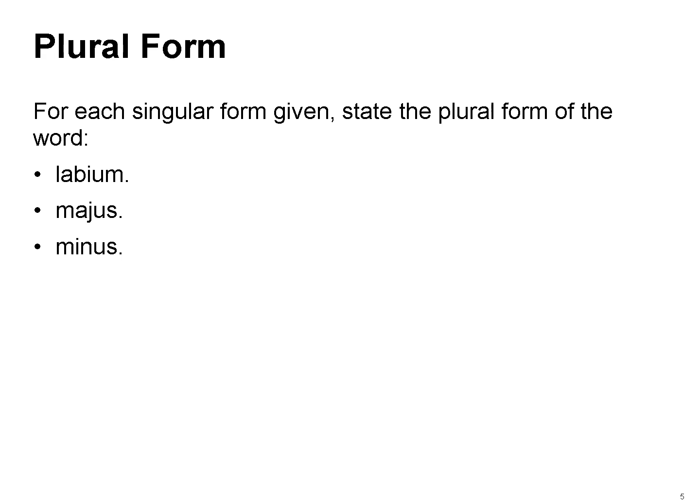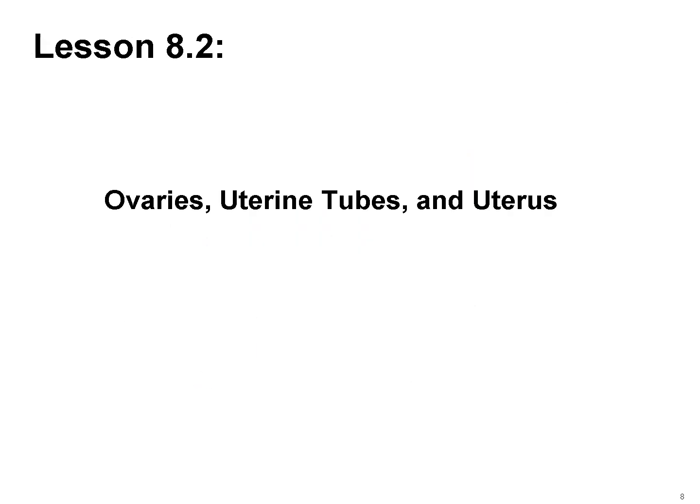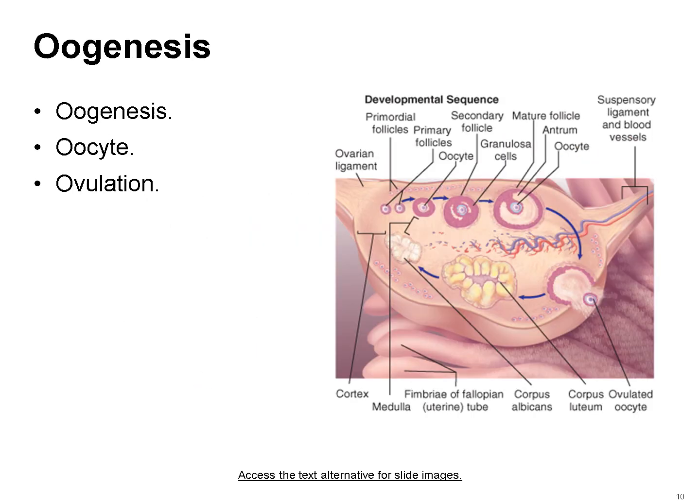Knowing these singular and plural forms helps students interpret and use medical terminology accurately in both written and spoken communication. Let's discuss ovaries, uterine tubes, and uterus. Oogenesis, the process of egg formation, occurs in the ovaries and is essential to female reproduction.